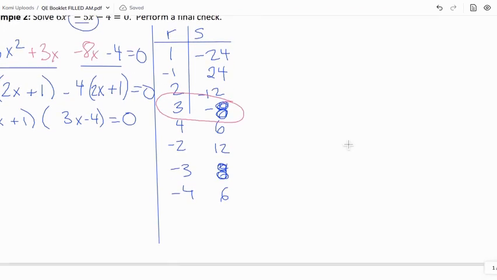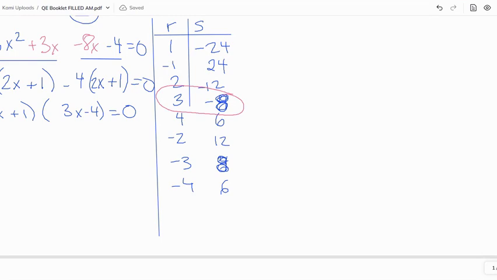And so, now that my equation is factored, I can use the ZPP.